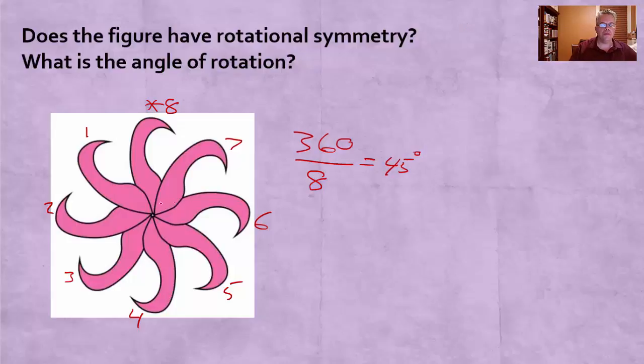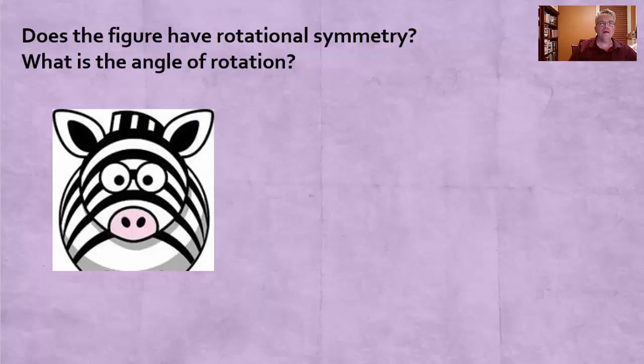Okay, kind of cool. All right, now it's time for the zebra dude. Let me see. Does the zebra have any rotational symmetry? Absolutely not. Poor zebra dude. The only way we can get this to overlap itself is if we turned it all the way around, 360 degrees. But that's true of every figure. So this one does not have rotational symmetry. So we'll just say no. All right, sorry zebra guy.